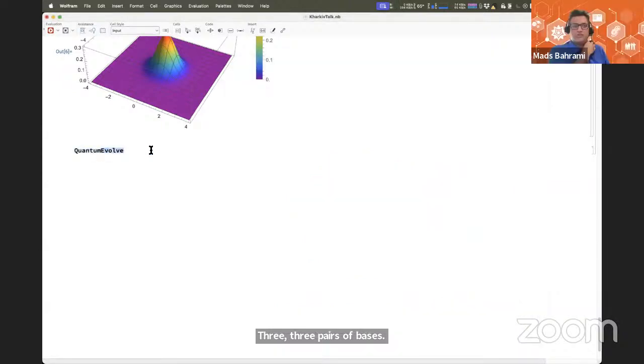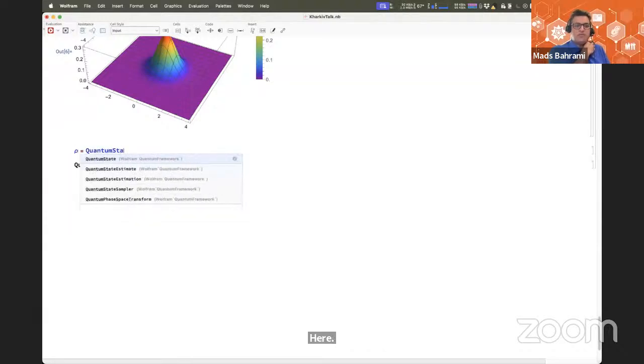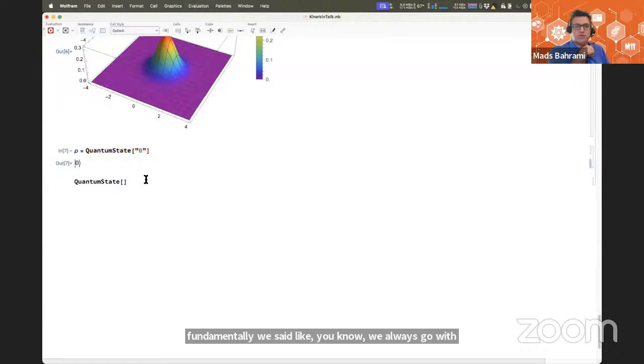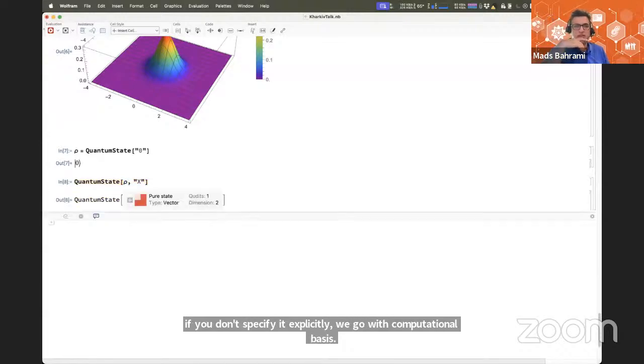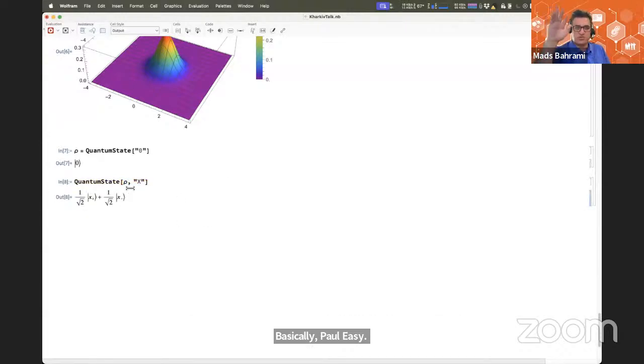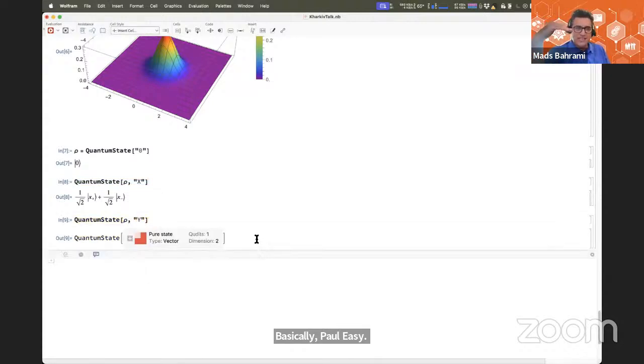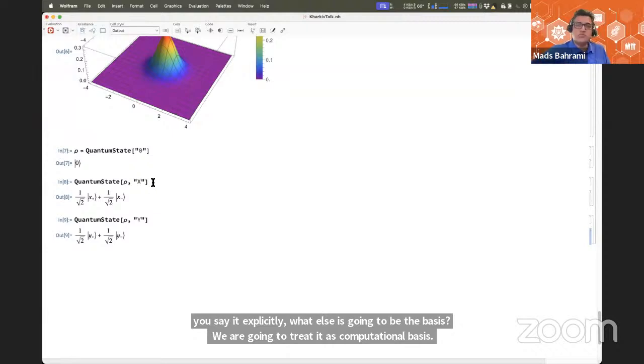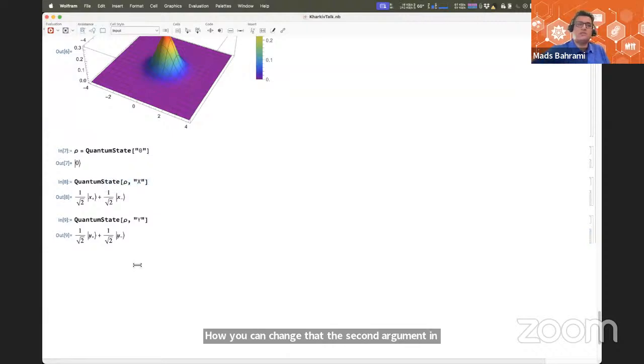So fundamentally, if you don't specify it explicitly, we go with the computational basis, basically the eigenstates of Pauli Z. That's how we would define that. Unless you say it explicitly, what else is going to be the basis? We are going to treat it as the computational basis. How can you change that? The second argument in the quantum state always tells you what the basis is.